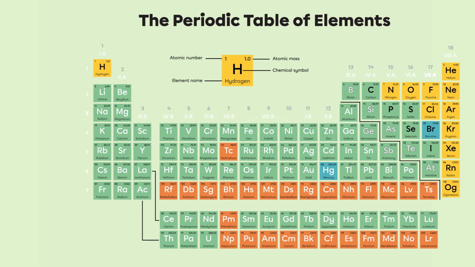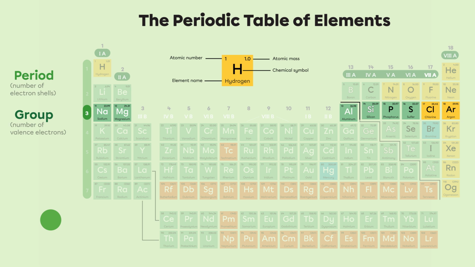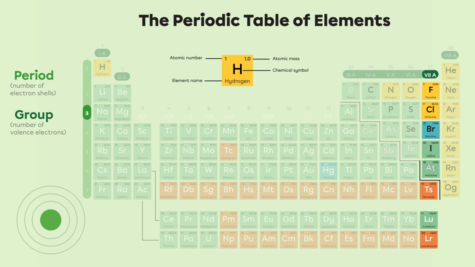We also could have used the element's period and group to distribute the electrons. The period indicates the number of electron shells, and the group indicates the number of valence electrons. Chlorine is in the third period. It means that it has 3 electron shells. It is also in group 7. Therefore, it has 7 valence electrons, which are located on the last electron shell. The remaining 10 electrons can be distributed between the first and the second shells.